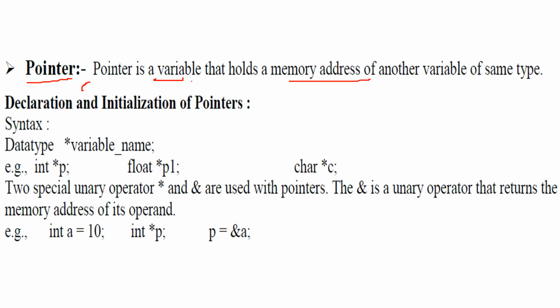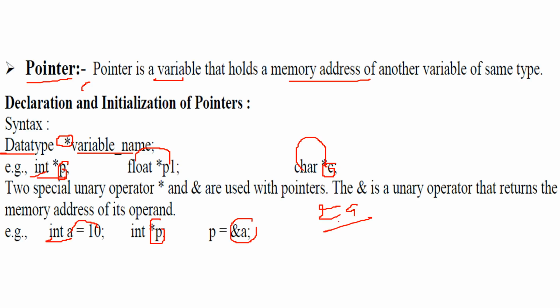So how to declare and initialize pointers? The syntax is quite easy. You have to say the data type, use a star here, and the variable name. So int star p, now this is a pointer p which is able to hold the address of an integer variable. This p1 will hold the address of say a float variable. This c will hold the address of a character. So how to do it? See, this int a is 10. Now this is a pointer p, so p will hold the address. Ampersand a will take out the address of a, and it will assign it to p, and p is able to hold the address of this variable.